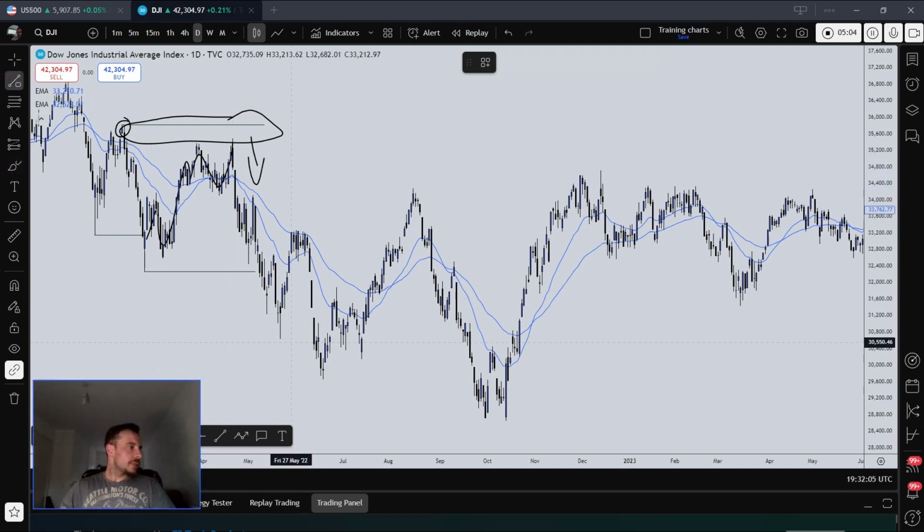What we need to understand is that, depending on how you recognize market structure or market break, we need to understand if we are still on the uptrend or downtrend.